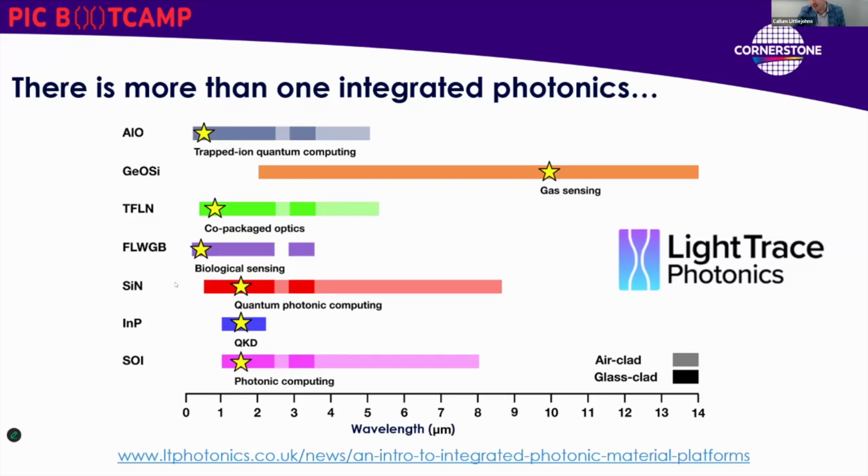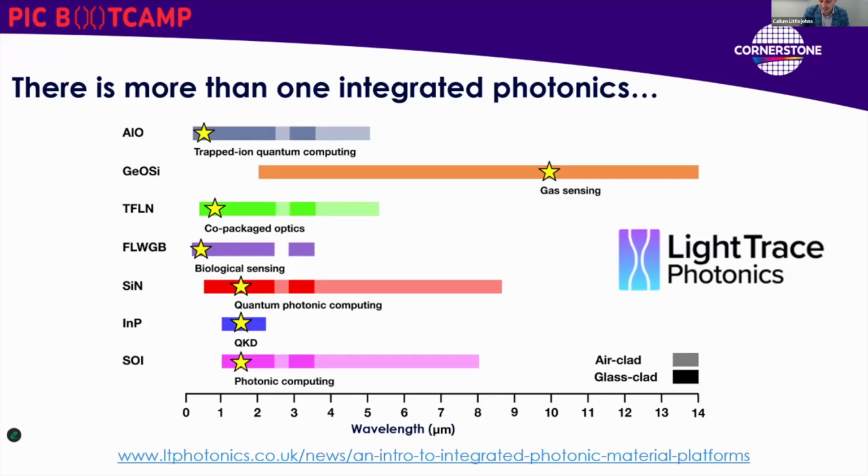This slide that I borrowed from Lighttrace Photonics shows the transparency of different material platforms at various wavelengths. And we're all familiar with telecom wavelengths, where the field has really started. But some of the applications I mentioned require or are better performing at different wavelengths where silicon may no longer be transparent. So we have to move to different material platforms to enable us to build waveguides that are transparent at their wavelength of choice.